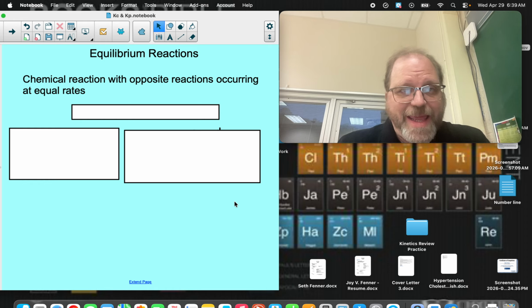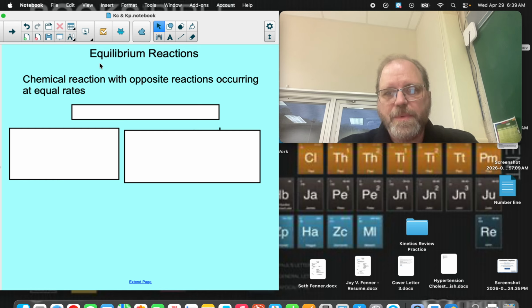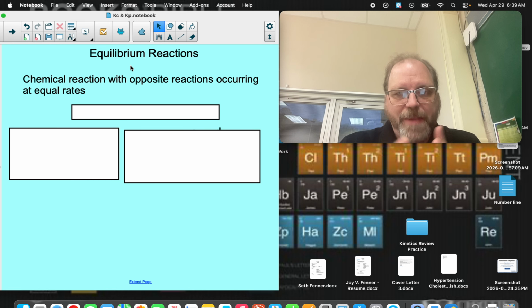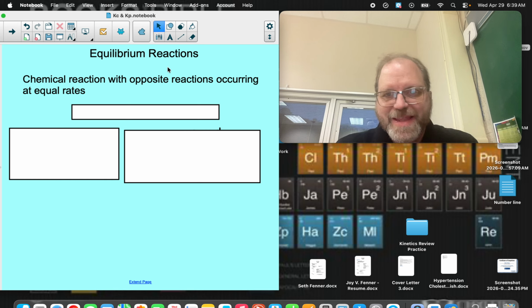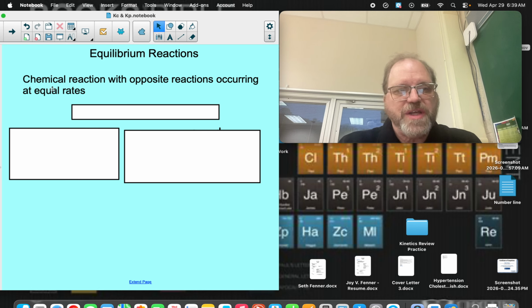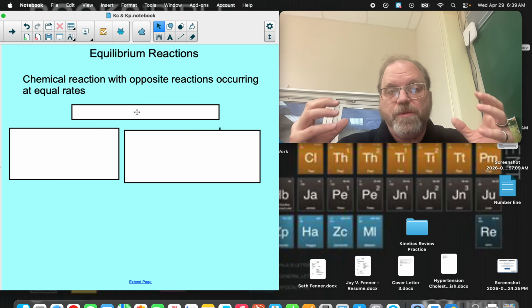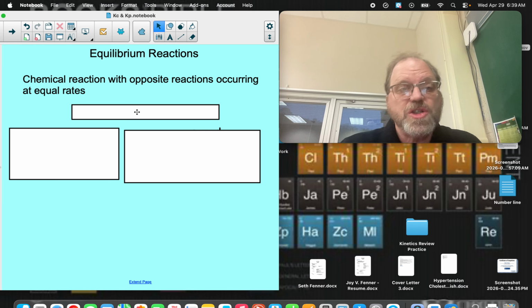We're going to look today at equilibrium. Now, you remember last year, we talked about equilibrium in a very quick, basic way when we talked about solutions. So we're going to take it in more depth this time and make sure we understand it more directly. Equilibrium reactions, again, are a chemical reaction with the opposite reaction occurring at equal rates. Now, that does not mean they're the same value. That means they reach a point of dynamic change.